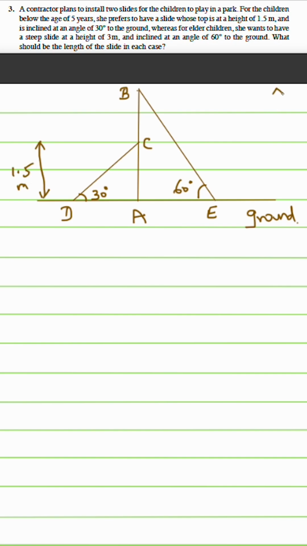They have also given the height of the slide for younger children is 1.5 meter and the height of the slide for the elder children is 3 meter. What we have to find is the length of the slide, that means CD we have to find and BE we have to find, which is the length of the bigger slide for the elder children.